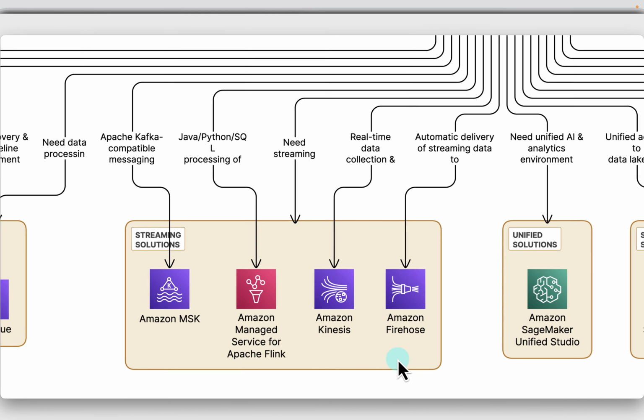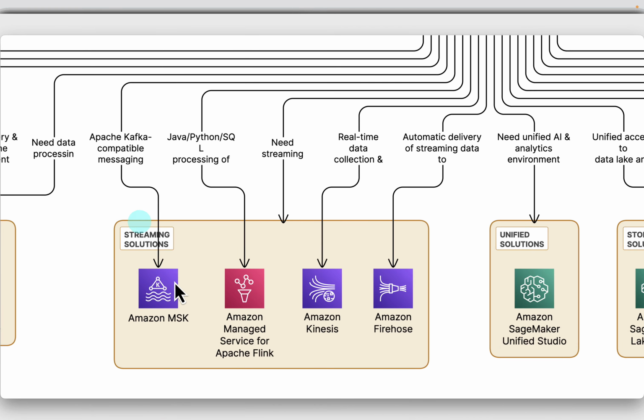Moving on. Now next is streaming solutions. First we have Amazon Managed Streaming for Apache Kafka. If we need Apache Kafka compatible messaging, this is the requirement, then we will choose this service. Here you can build and run applications that use Apache Kafka to process streaming data. Amazon MSK provides the control plane operations, such as those for creating, updating and deleting clusters. It lets you use Apache Kafka data plane operations, such as those for producing and consuming data. And this is currently a managed service.